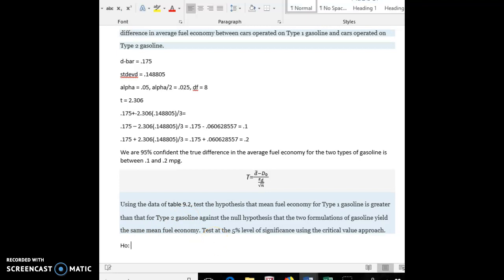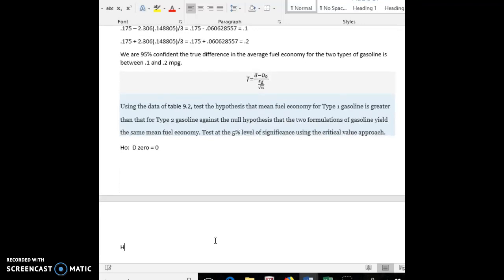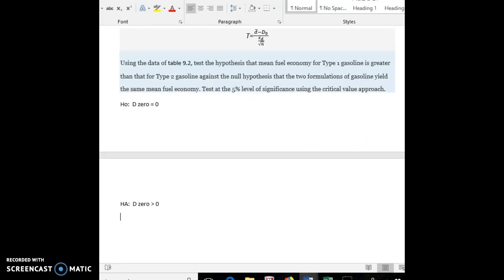Our null hypothesis in this case is that our difference D0, and I'm just going to put D0 rather than trying to find my little subscript there, D0 is 0. In other words, there's no difference between type 1 and type 2 gasoline. On the other hand, our alternate is that D sub 0 is greater than 0, that there is a difference and that type 1 is better than type 2, which means that when we subtract them, we're going to get a positive answer if type 1 is greater. All right, so we've got those two things.